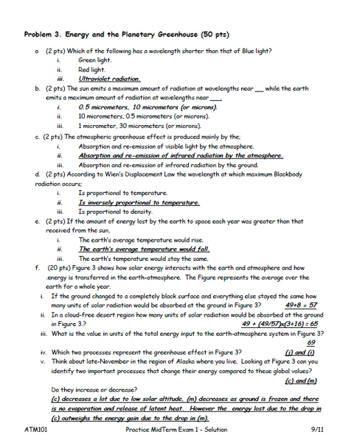Problem 3b. The Sun emits a maximum amount of radiation at wavelengths near blank, while the Earth emits a maximum amount of radiation at wavelengths near blank. The answer is 1, 0.5 micrometers and 10 micrometers. The Sun emits at 0.5 micrometers or 500 nanometers. The Earth emits at 10 micrometers or 10 microns.